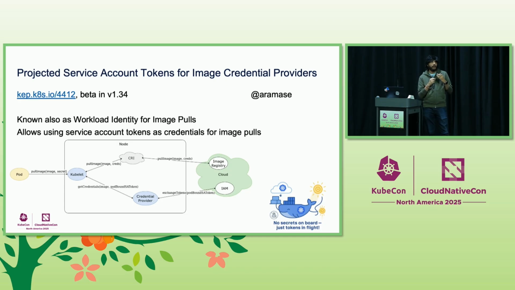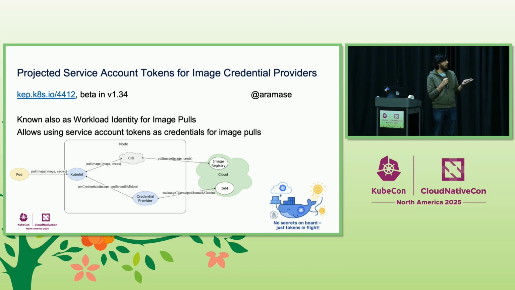And then there are also credential providers which are configured on the node, but that also means that a credential that's available on the node is accessible to every pod that's running on the node. So the thought was, what if we use the service account token bound to a pod to be able to pull the image for that particular pod?